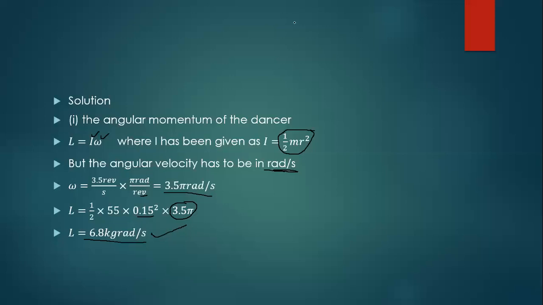Is that your question? Yeah, something like it. When changing the angular velocity to radians per second, aren't we supposed to multiply by 2 pi rads?